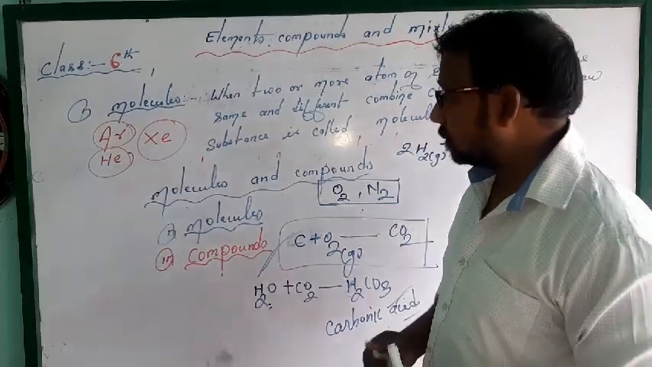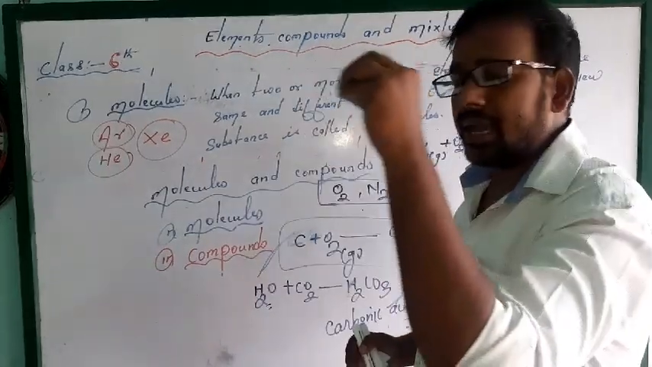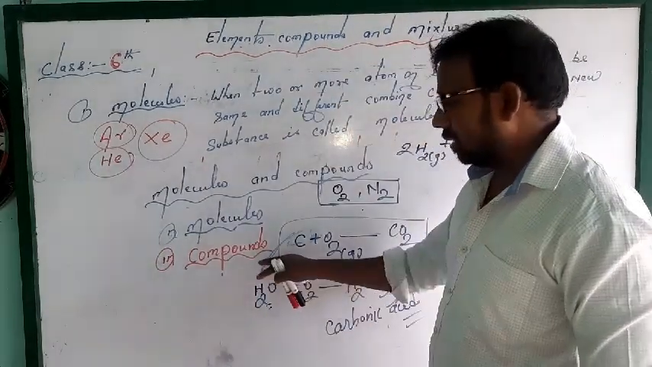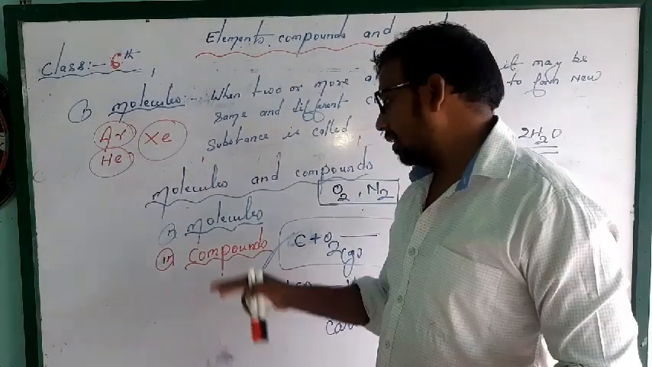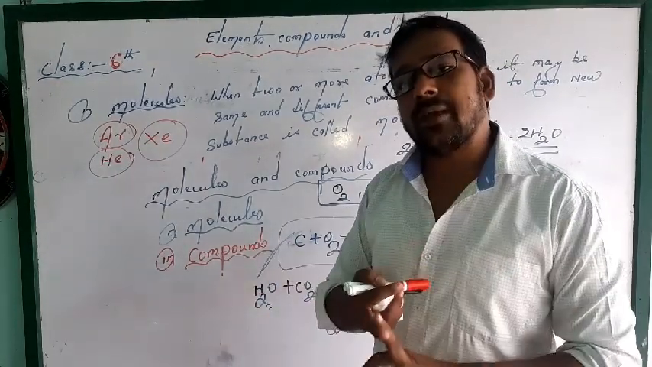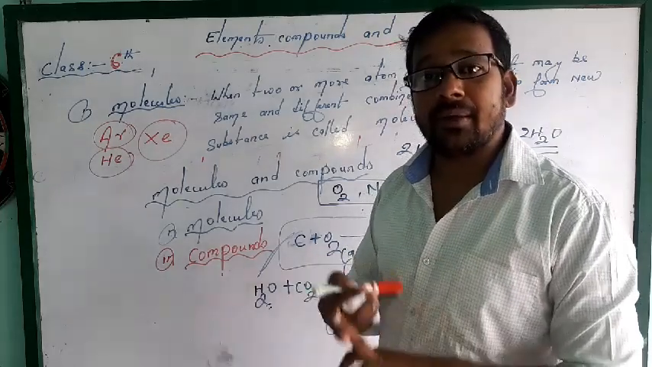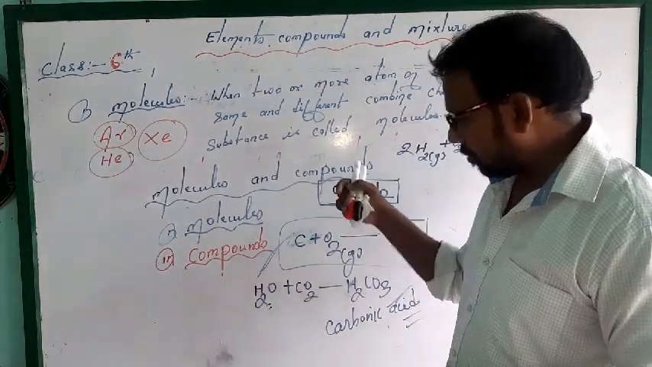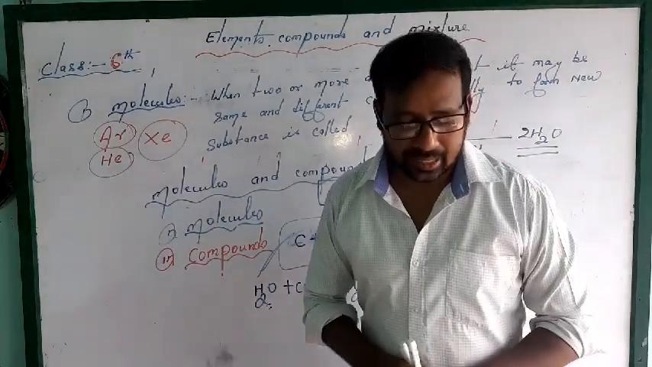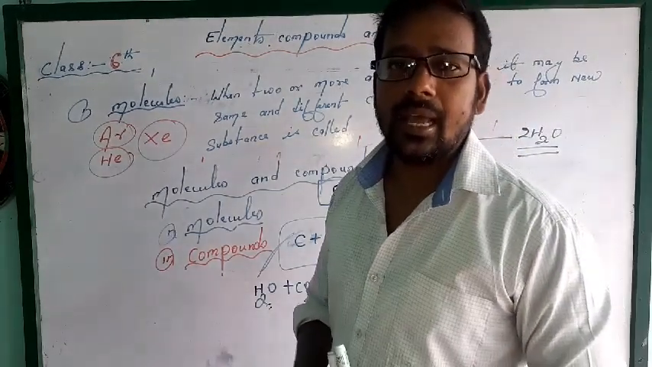So my dear students, it is a very important topic, a very small topic, molecules and compound. Compound is in which two and more different elements combine chemically. And molecules means atoms of the same element combine chemically. So please try to write down in your copy and understand it. Next time we will talk about mixture and compound.